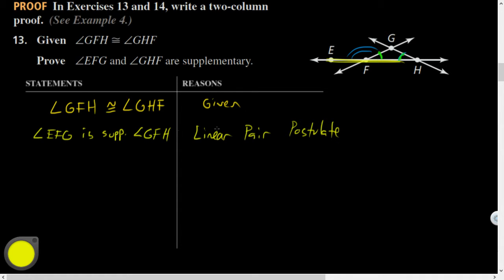It's okay, though. We're cool. And if those two things are supplementary, then by definition of supplementary, the measure of angle EFG plus the measure of angle GFH is what? What do those add to? 180, right, by def of sup.